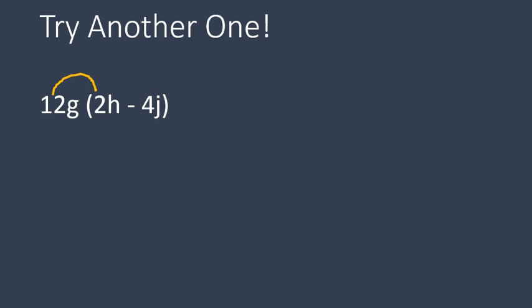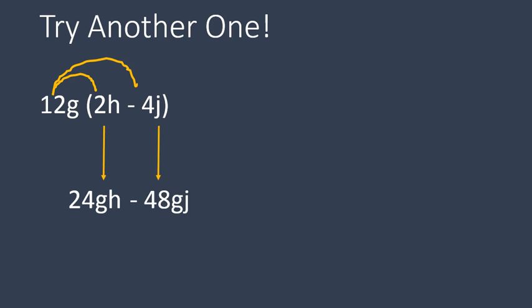12g times 2h. And then I just write it down. So instead of writing it all out, 12g times 2h, I actually just do that math right away. 12 times 2 is 24, g times h is gh. There we go. Then I do the second one, 12g times negative 4j. 12 times negative 4 gives me negative 48, g times j gives me gj. There we go.